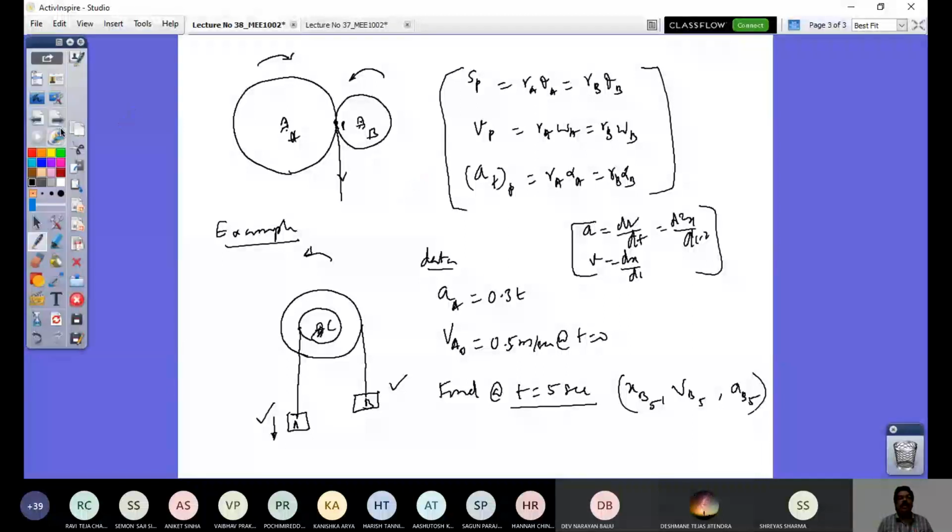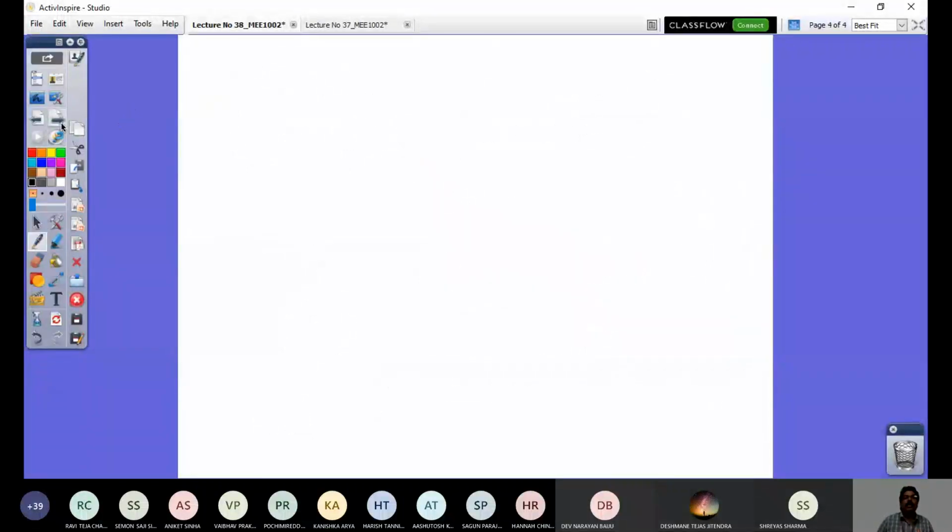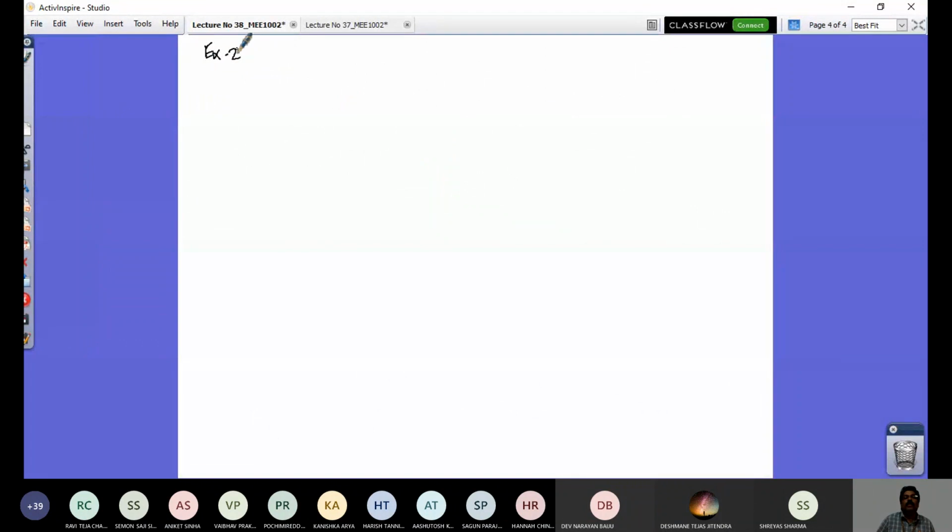To answer this question. Now let's go to another example problem. Example problem 2, today's class to solve. This is a very interesting problem, wherein I'm going to explain this problem using the concept you learned in the last class, called the relative motion concept.